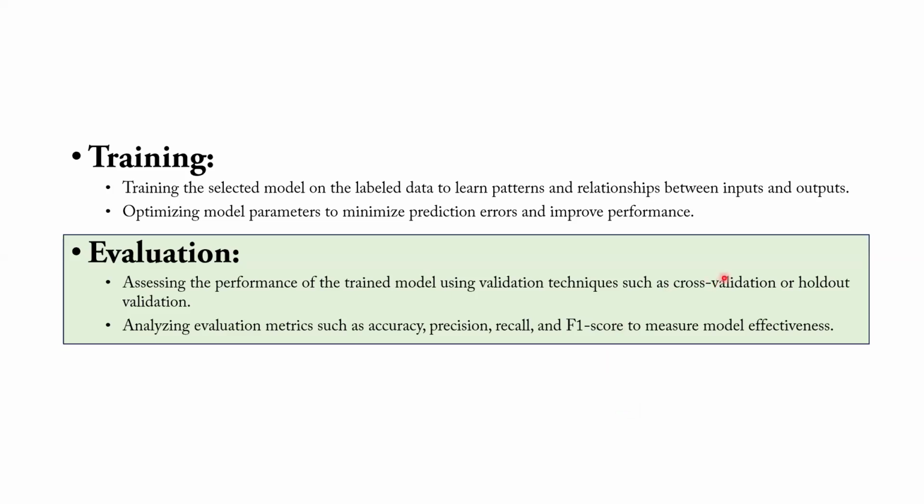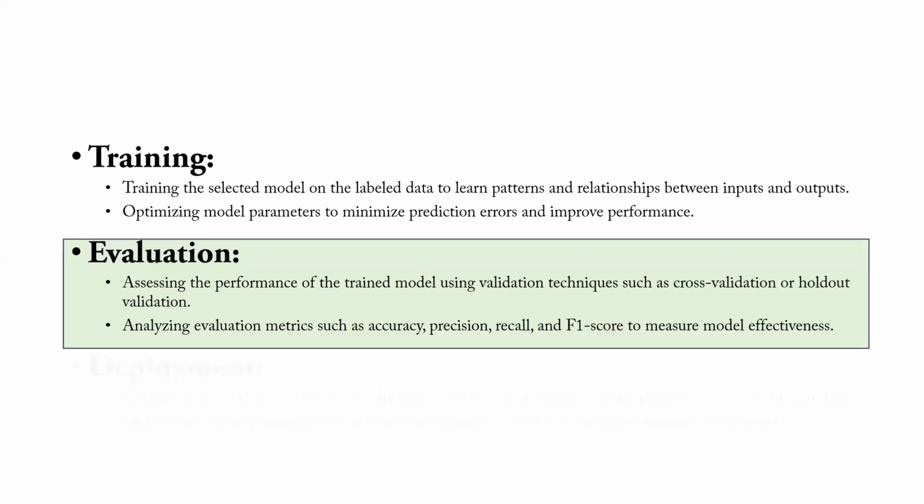that depends upon some techniques like cross validation or holdout validation. So from the difference between actual and predicted, we can calculate R square, mean absolute error, and root mean square error. These are all the metrics to calculate the performance of the model.